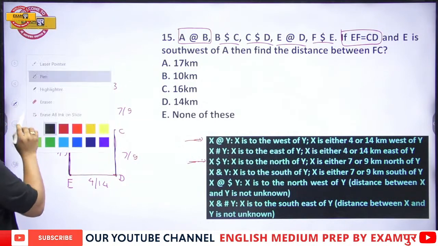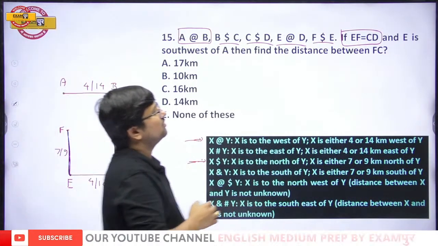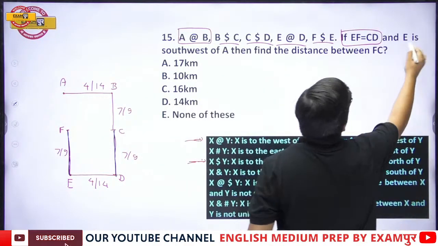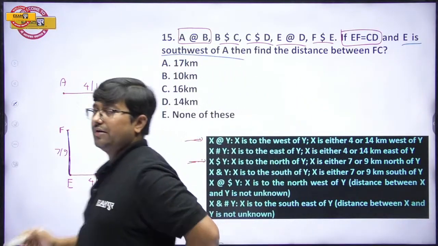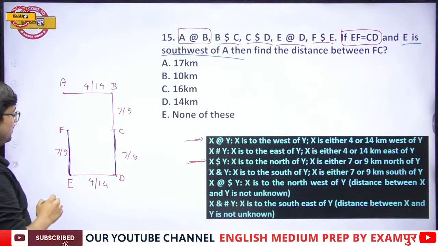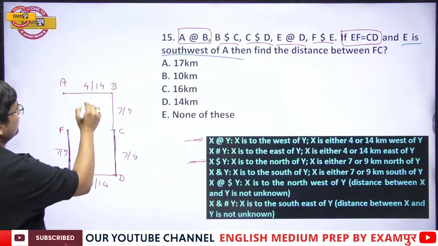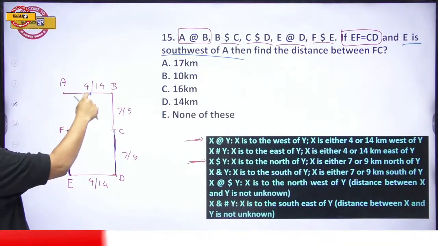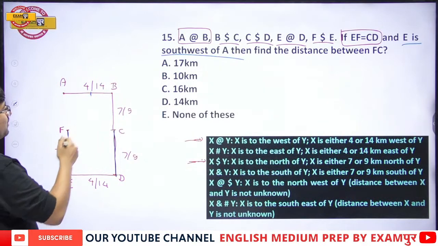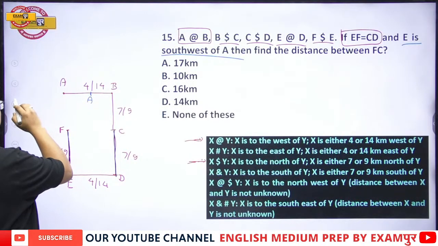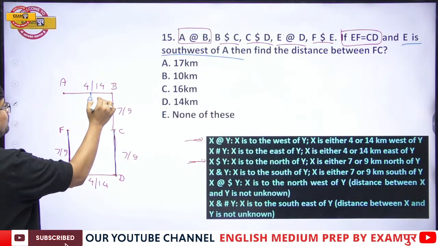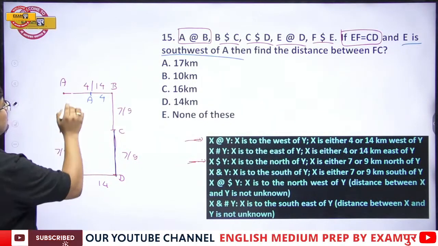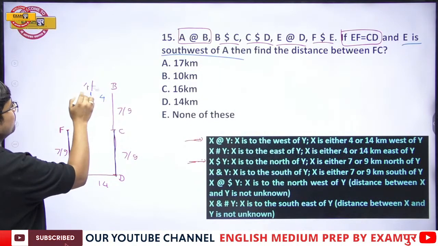And the most important thing, my dear students, is that E is southwest of A. For E to be southwest of A, either A should be here or E should be further over here. So if you keep A over here, then this will be 4 and this will be 14. Now this will be 14 and this part will be 4.